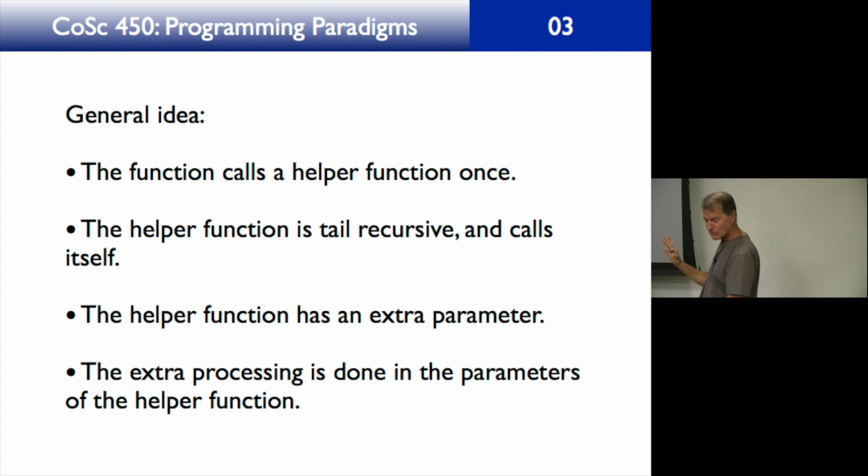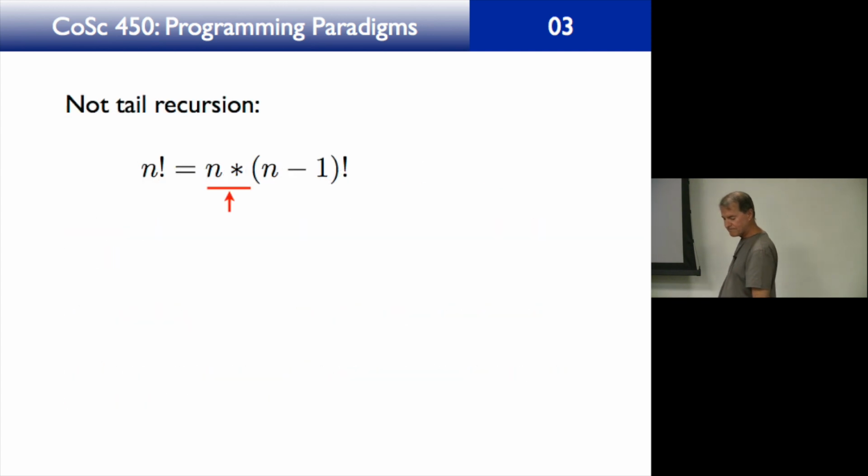So does everybody get those 4 points? The function calls a helper function once. The helper function is tail recursive, and it calls itself. The helper function usually has an extra parameter, and the extra processing is done in the parameters of the helper function. So check this out.